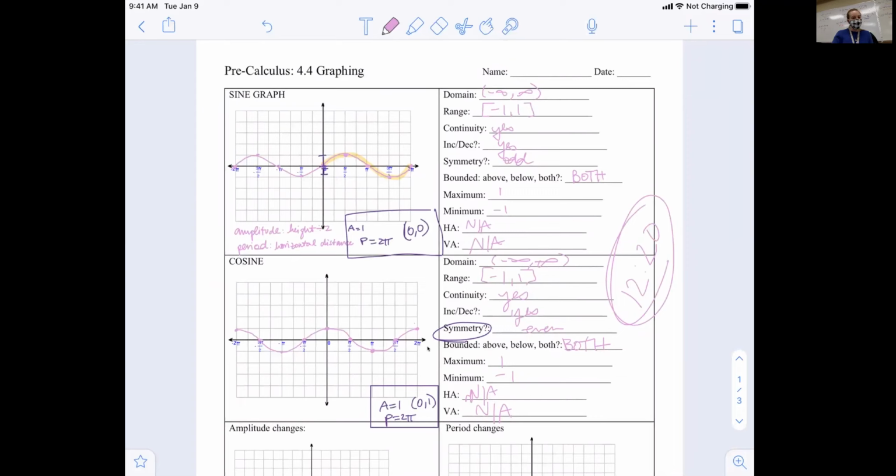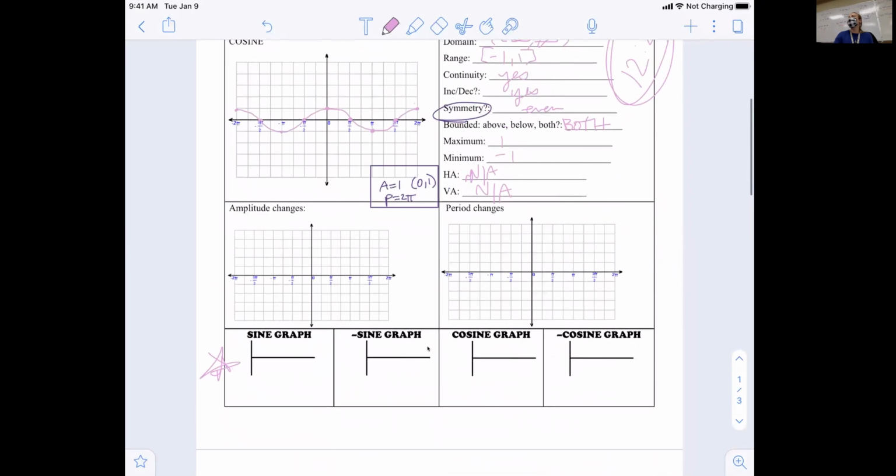All we did was go over the basics of the sine graph and the cosine graph. And actually what we're about to do, I think, is more helpful because it's kind of like a shortcut of these graphs. So go to the very bottom of your page and see how it says sine, negative sine, cosine, and negative cosine. We're going to do kind of like a little.